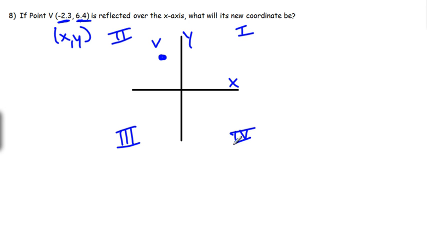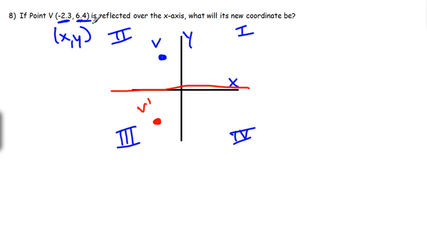So here's V, and that is in quadrant 2, which is different from quadrant 1 or quadrant 3 or quadrant 4. So here's our point, and now it's being reflected across the x-axis, which means that this point is going to go from being up top, flip over this line, and end up coming down here. So here's our new V, V prime, or the new V.